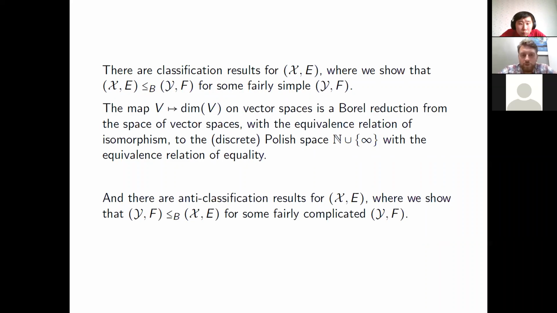And then there are anti-classification results, where you care about X, and what you show is that you have some fairly complicated Y, and you can reduce Y to X. If Y is reducible to X, and Y is very complicated, then this means that X is very complicated, because any understanding of X gives you an understanding of Y. So whether you're getting a classification or an anti-classification result basically depends on which side of the reduction the space you care about sits.